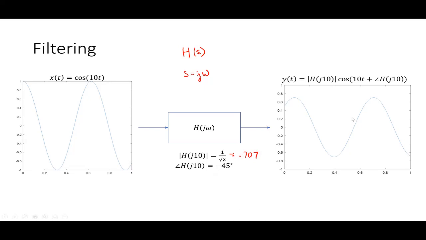If I look at the output, the output is scaled by the magnitude of the transfer function. My input was cosine 10t. My output is cosine 10t, but shifted by this angle, minus 45 degrees, and scaled by this magnitude, 0.707. The peaks of the input are at 1, and the peaks of the output are about 0.707. That's the scaling effect. The peak of the input happens at time t equal to 0. The peak of the output happens a little bit later because it's shifted by negative 45 degrees.